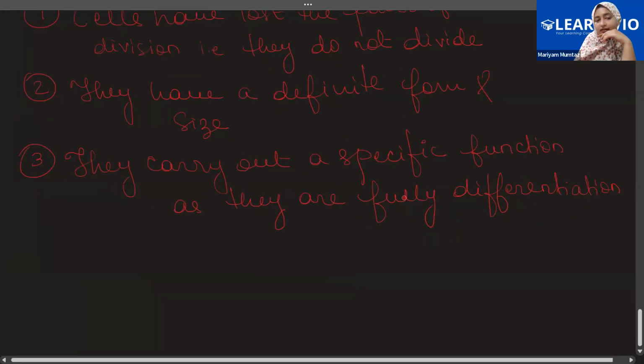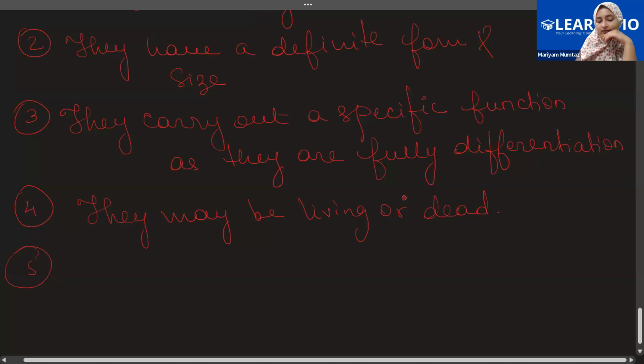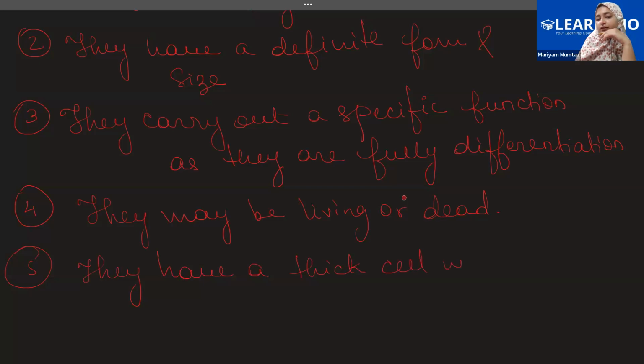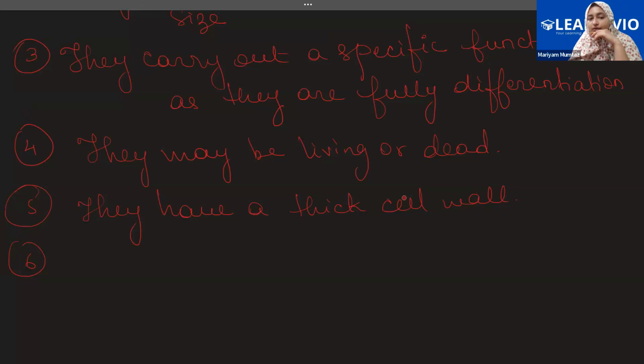Now they may be living or dead. They can be living also, they can be dead also. Mostly they are dead. Now they have a thick cell wall. Most of the points of the permanent tissue will be opposite to the meristematic tissue. Just like one of you said that meristematic tissues had a thin wall, right? Thin cellulosic wall. Here the wall is cellulosic only, made up of cellulose, but it is thicker.